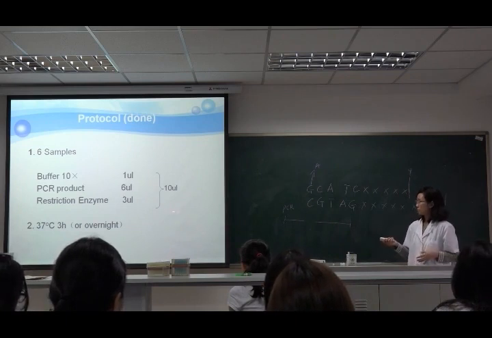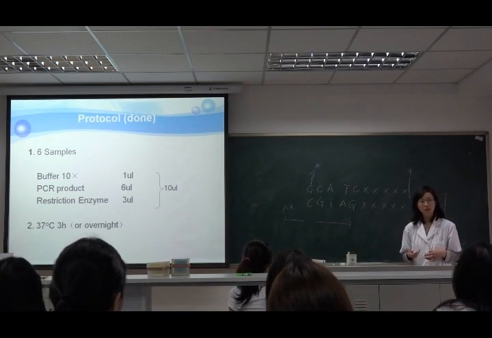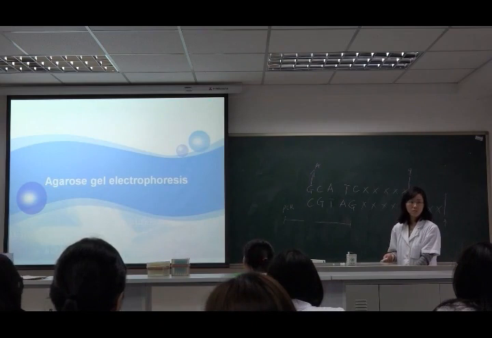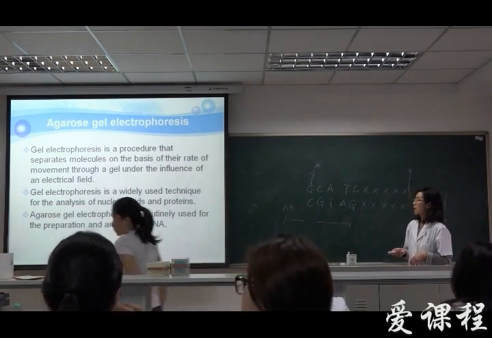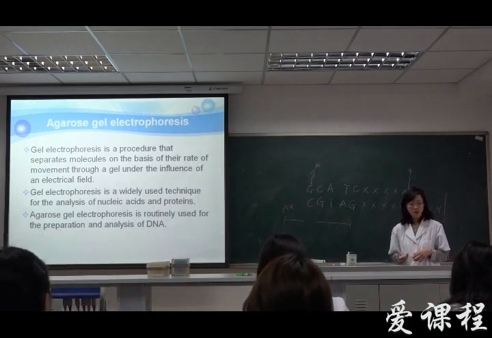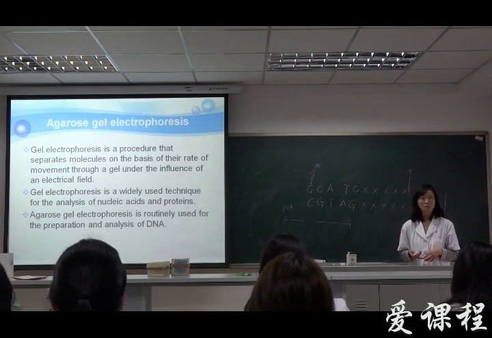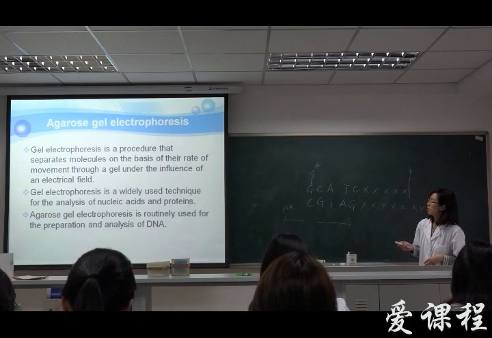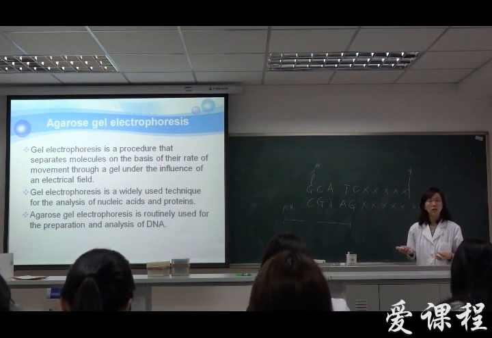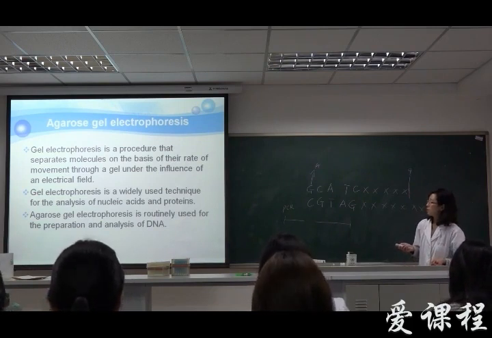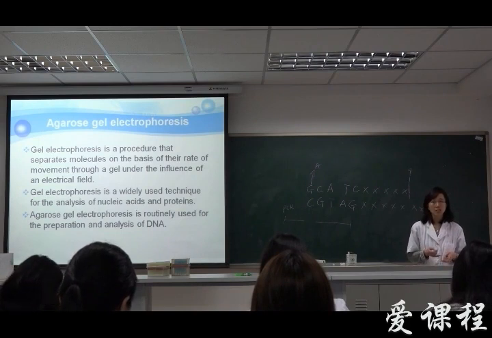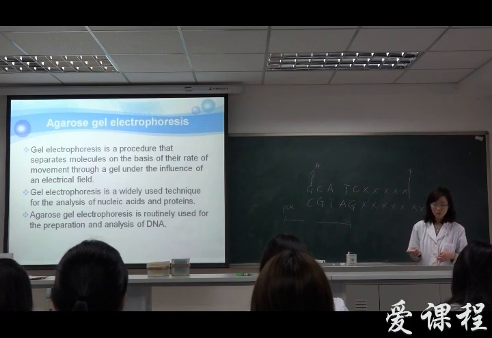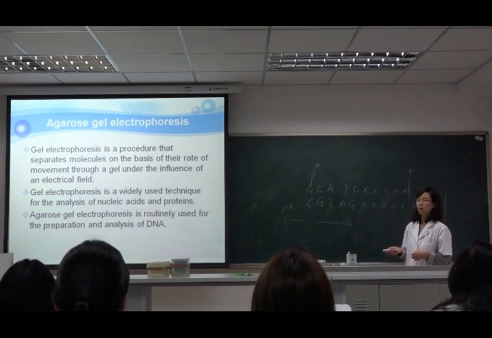However, we cannot see the DNA with our naked eyes. So we should do another experiment, agarose gel electrophoresis. Gel electrophoresis is a procedure that separates molecules on the basis of their rate of movement through a gel under the influence of an electrical field. And the molecules here can be DNA, RNA, or protein. Gel electrophoresis is widely used for analysis of nucleotides, such as DNA, RNA, and proteins. Today we will just use agarose gel electrophoresis, which is routinely used for preparation and analysis of DNA.